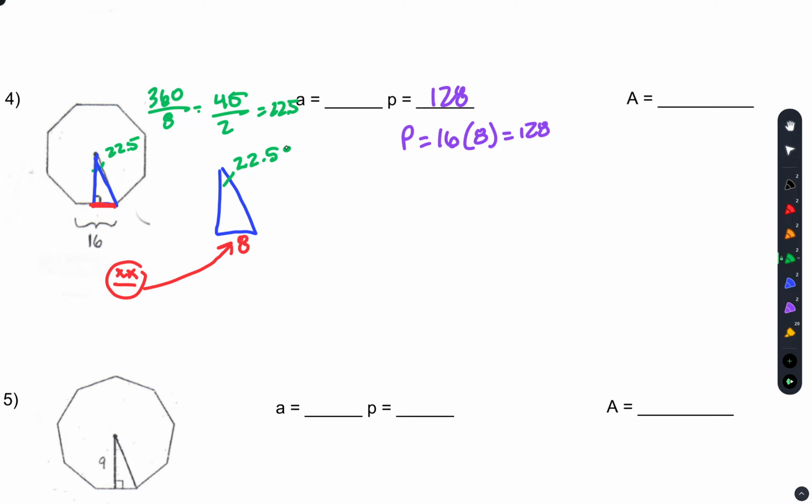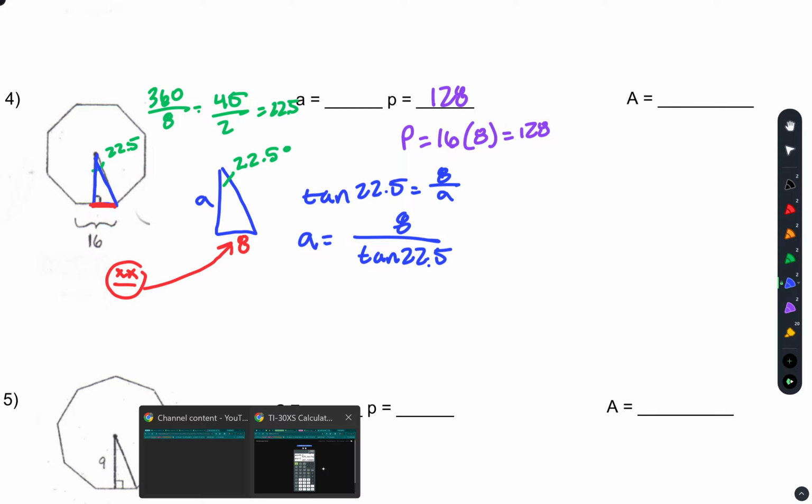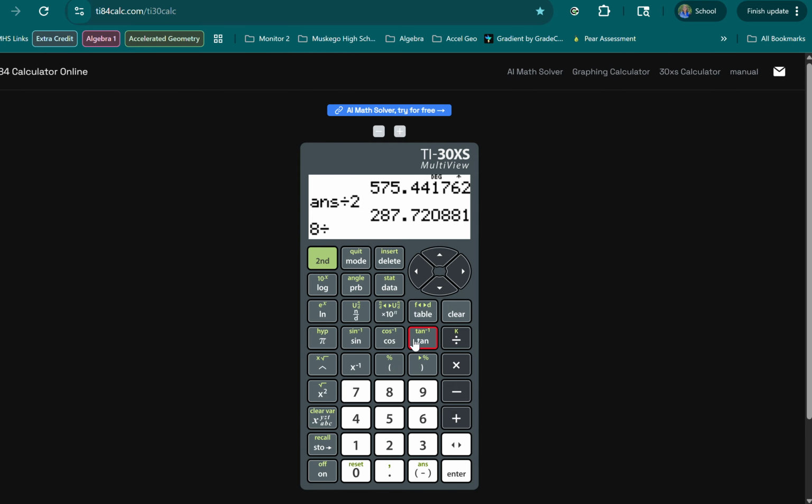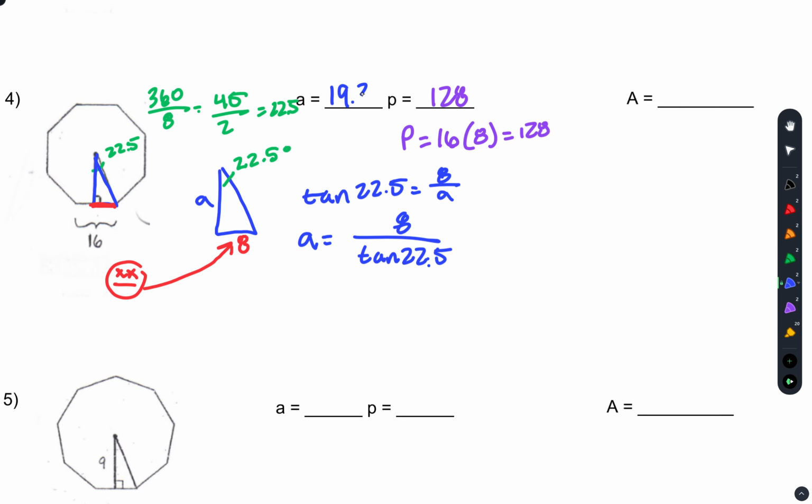So this is 22.5 degrees. My opposite is 8. My adjacent apothem is A. So I'm going to use tangent 22.5 equals opposite over adjacent. I'm going to do a little bit of manipulation with my algebra here to get 8 over tangent 22.5. And that's what I'm putting into my calculator. 8 divided by tangent 22.5 to get 19.3 something as my apothem.